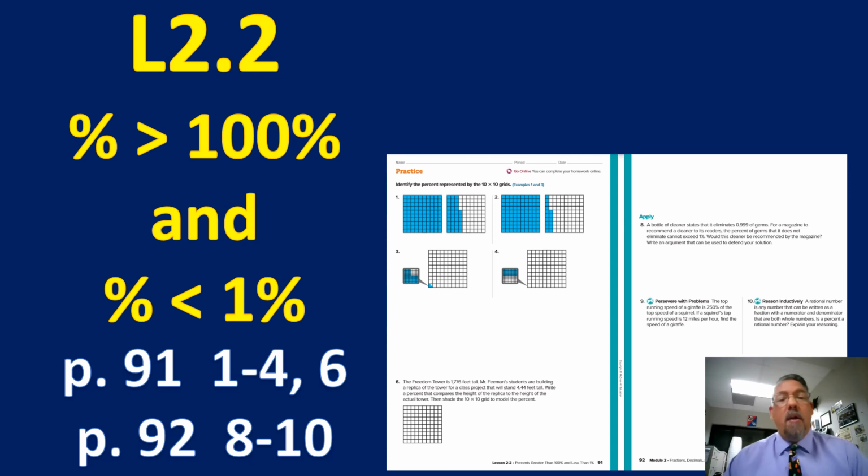All right, so on this page is your assignment. I've taken them off on the image, but they're not out of your book. But those are the ones I want you to do. 1, 2, 3, 4, question 6, and then on the back side, 8, 9, and 10. This is due tomorrow.